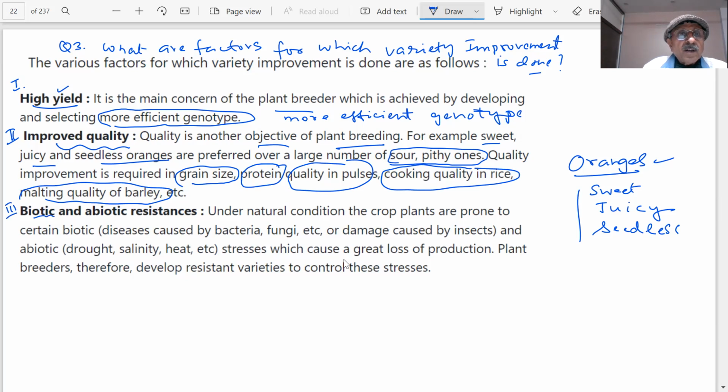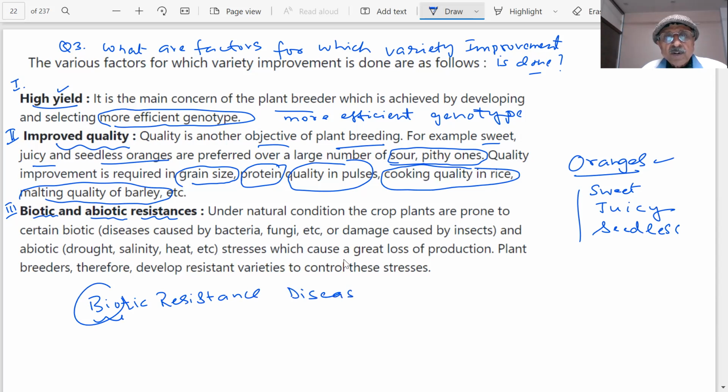What is the third important factor? Biotic and abiotic resistance, students. What do you mean by these factors? What improvement are you making? What do you mean by biotic and abiotic resistances? Biotic resistance will mean what? Biotic means living. Bio means living. Under natural conditions, crop plants are prone to certain biotic diseases. What are biotic diseases? Biotic diseases are likely to be there because of bacteria, fungi. These are living organisms, they are bio.